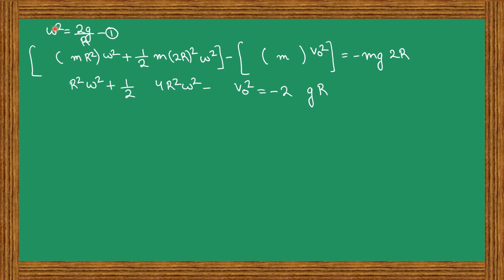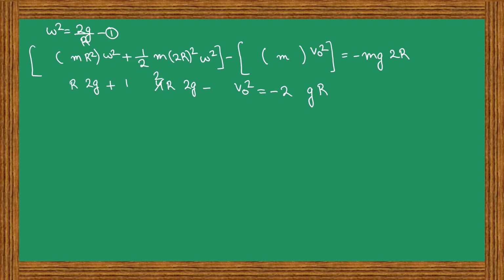Now let's substitute the value of omega square, which is equal to 2g by r, out here and out here. Okay, so this omega square is equal to 2g by r, and this omega square is equal to 2g by r. Let me simplify a bit. R and r square will get cancelled, r and r square will get cancelled. So we are left with r. Okay, so I'm left with this, 2 and 2 get cancelled.